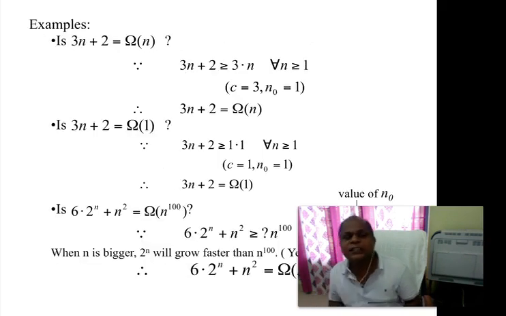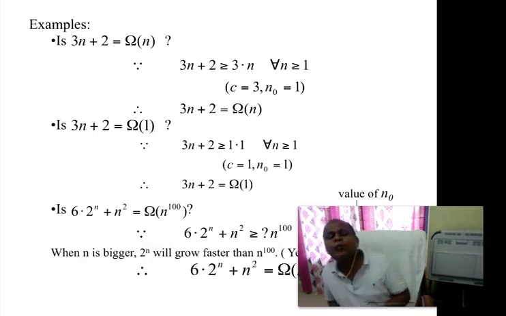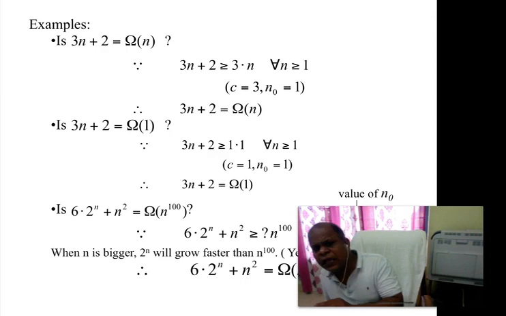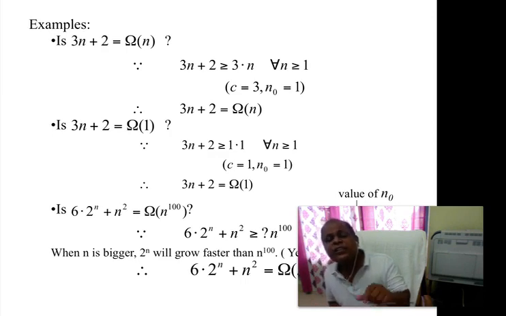Let us take some examples. 3n plus 2 is equal to omega of n. Okay, 3n plus 2 is greater than or equal to 3 times n for all n greater than or equal to 1. Hence in that case c is equal to 3 and n0 is equal to 1. Hence 3n plus 2 is omega of n.